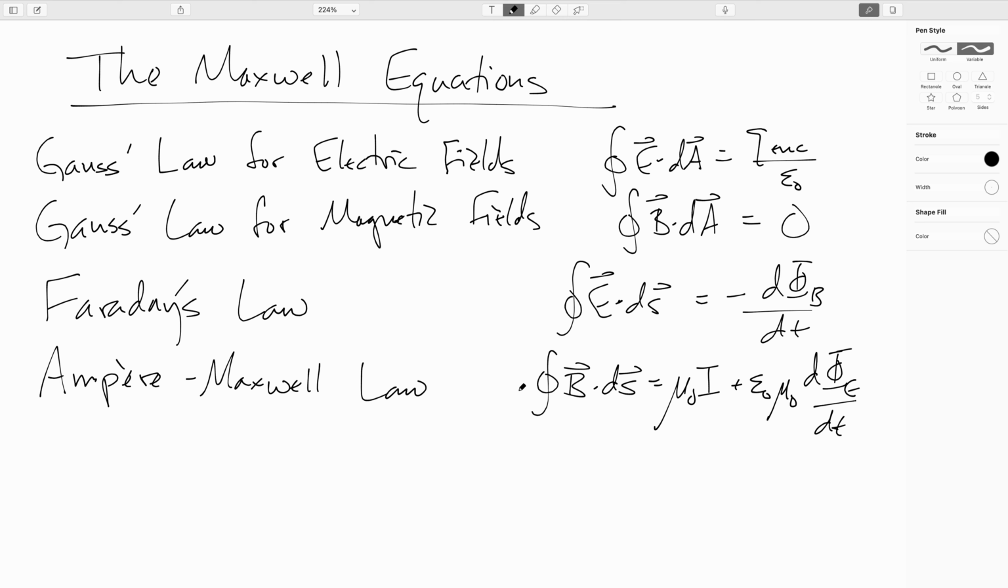In both cases, because of this path integral nature here, the magnetic field line that you get will be one that loops back on itself. So it doesn't start or end anywhere, it just loops on itself.